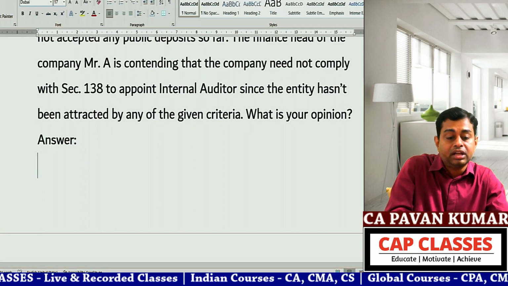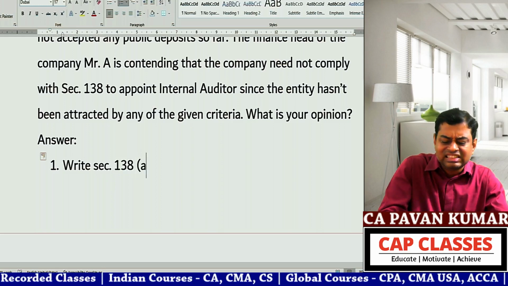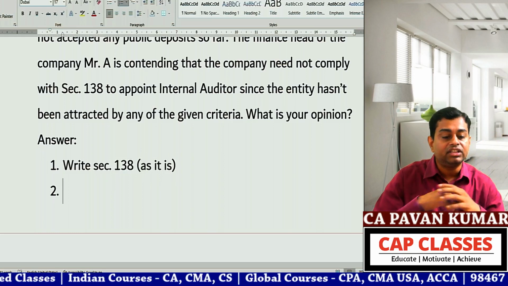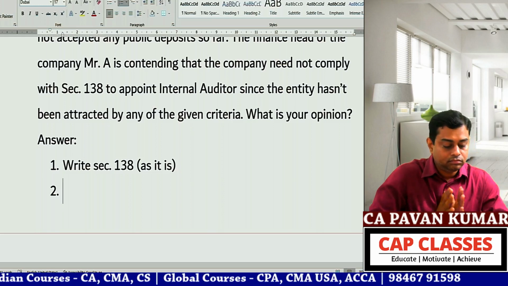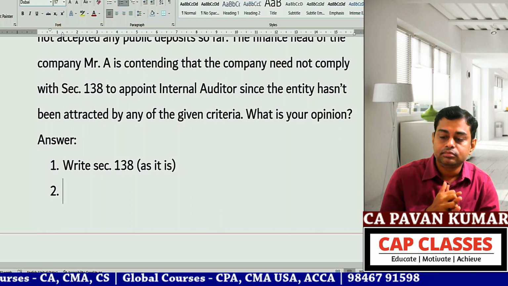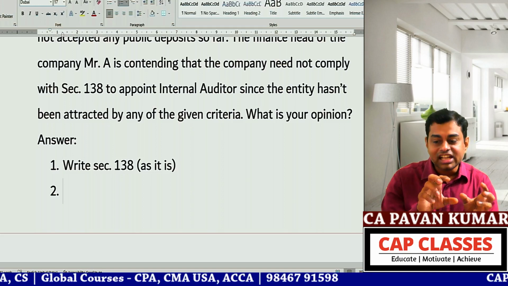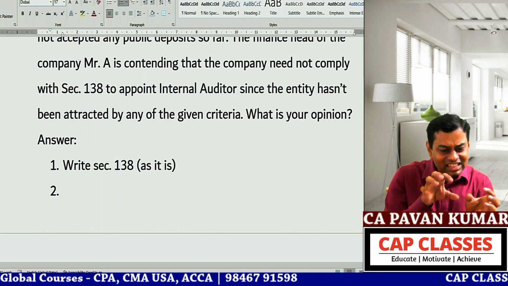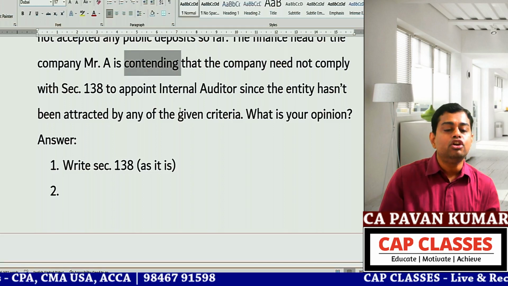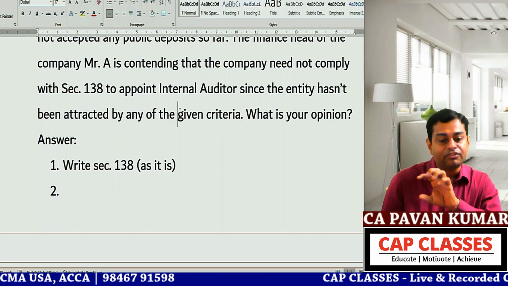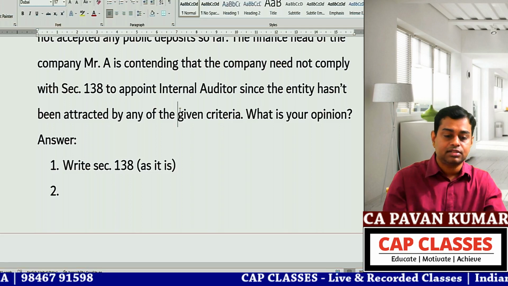So your answer should comprise, first point, write section 138 as it is. Then paraphrasing. Do you know paraphrasing? Susan madam, do you know paraphrasing? No, sir. You do not know? Like changing the active voice into passive voice, changing the sentence a little. So for example, Mr. A contended that. So you'll write in the opinion of Mr. A. That is called paraphrasing. Same story in your own words.